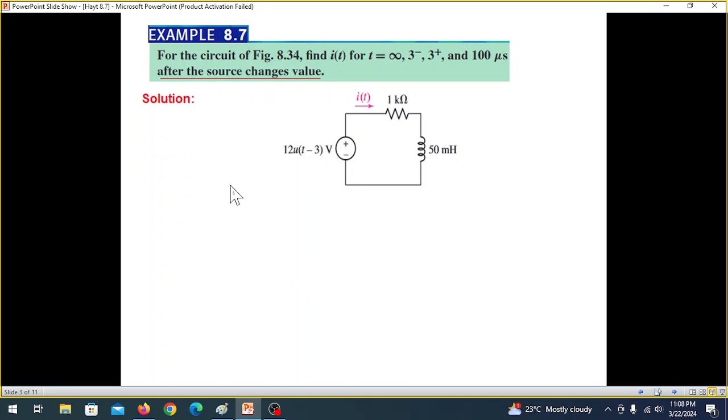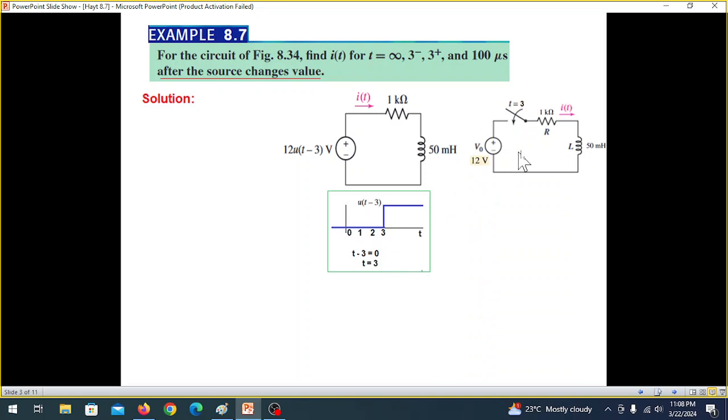This thing you have to understand. What does u(t minus 3) mean? The simple way to understand is that we put t minus 3 equal to 0, therefore t is equal to 3. That means that is the point where the unit step function changes from 0 to 1. This point you have to understand for u(t).